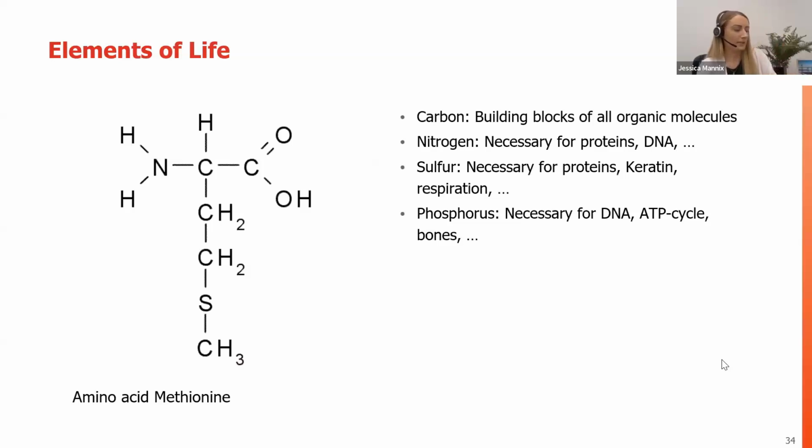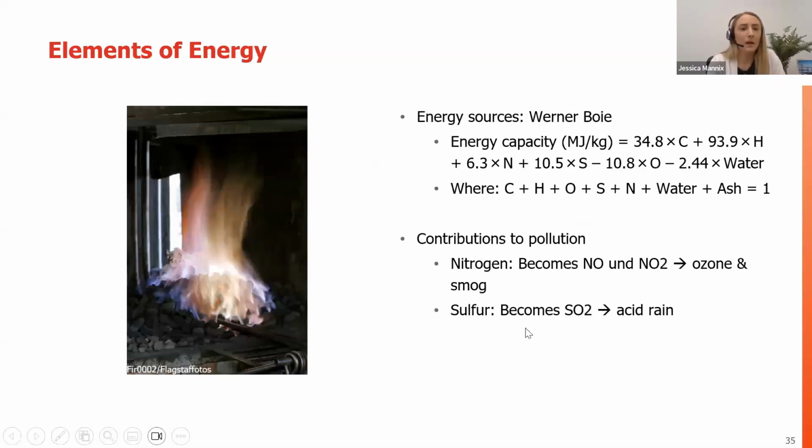So why does elemental analysis matter in terms of your industry? So we know the elements of life: carbon, the building block for all organic molecules; nitrogen, necessary for protein, same with sulfur, and then phosphorus and nitrogen for DNA as well. When we're looking at energy, we have the energy capacity equation, which actually uses the elemental composition of the analytes, which you can gain from an elemental analyzer, in order to find the energy capacity of a fuel.